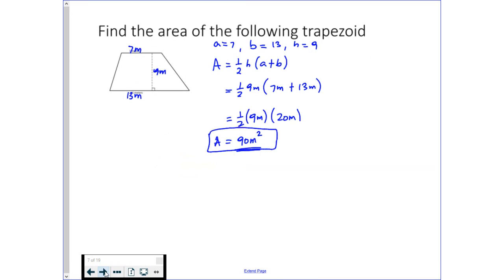Any question? Trapezoids are very simple. The dimensions are really straightforward. You have to substitute the numbers. That's all you have to do. Substitute and evaluate.